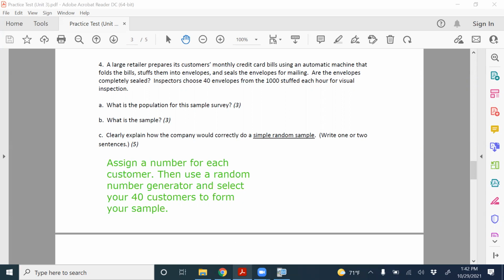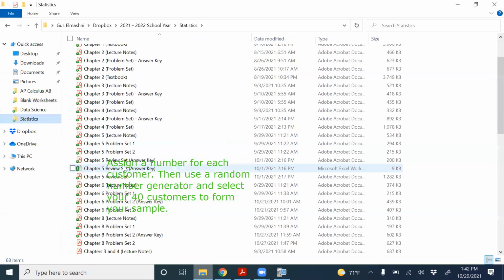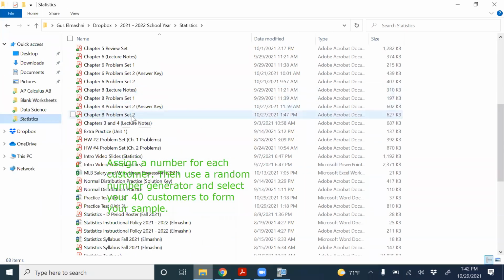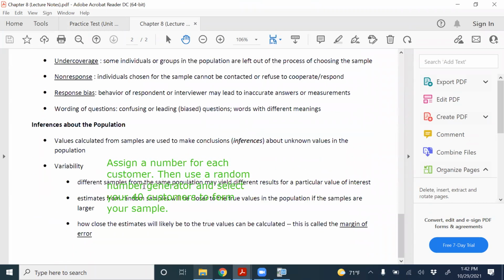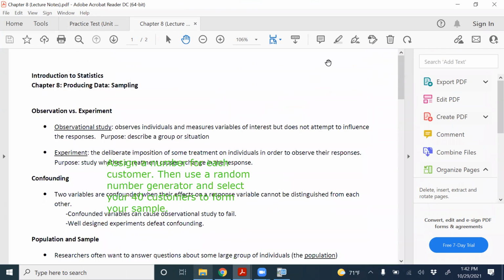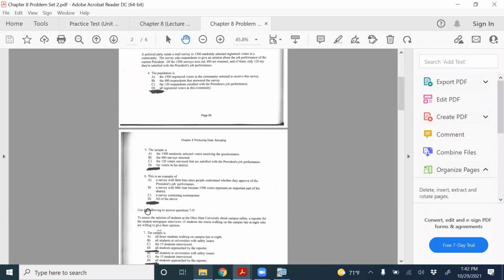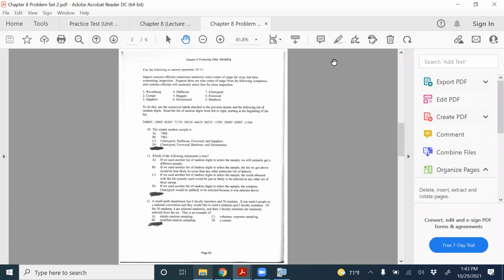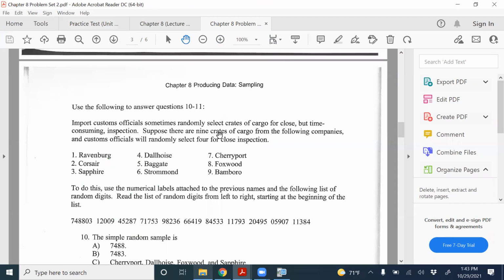And just so you know, if we look back at our notes again, chapter 8 lecture notes. There we go. So we do a random number generator. It looks like this. So you have 9 people or 9 cargo to choose from.